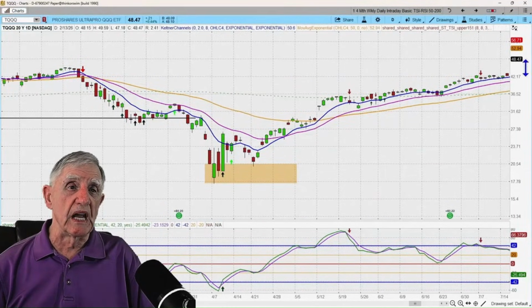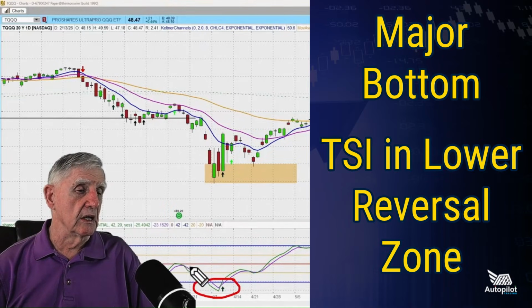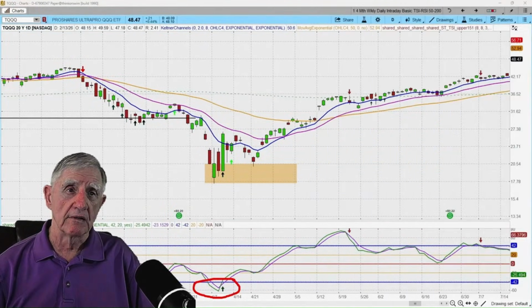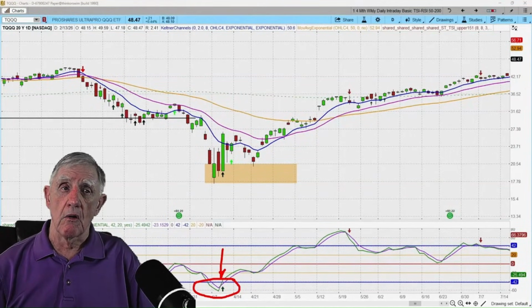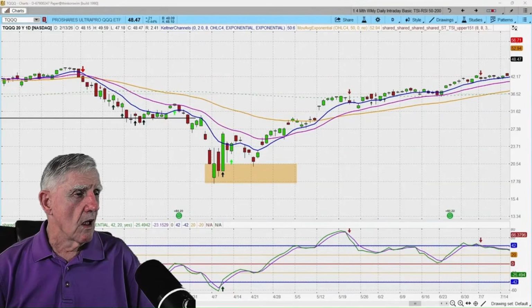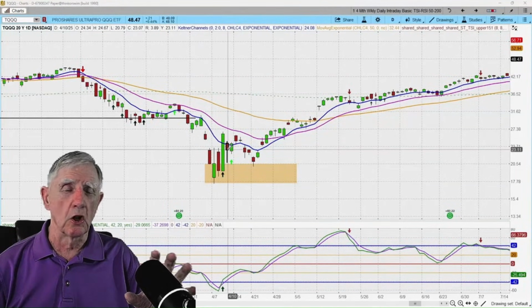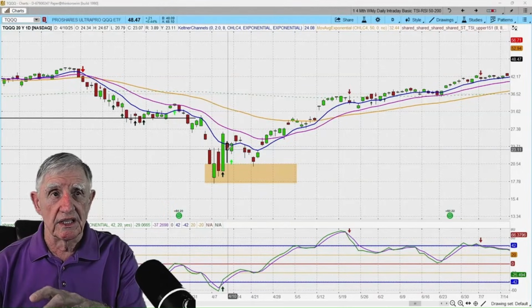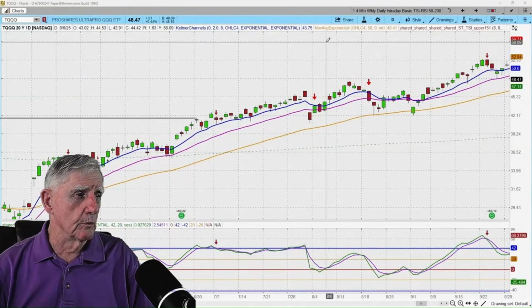What makes it a major bottom, you may ask, is basically my TSI in the lower reversal zone. That's down below minus 42. Do you see that right there? That's a major bottom. Now let's move on to the minor bottoms. And as we do that, let's remember that bottoms tend to be closer to a single event, while tops tend to be a process. Okay, let's go ahead and jump in and look at a couple of the minor bottoms.